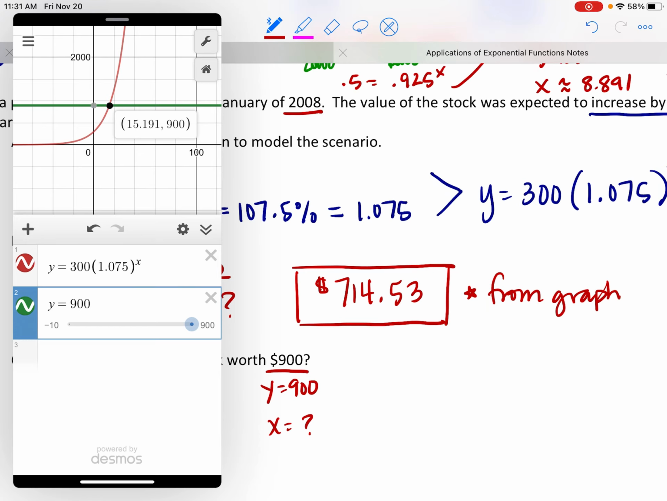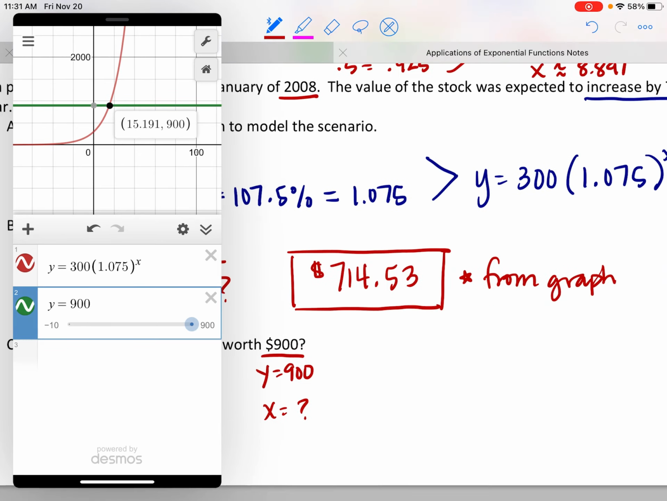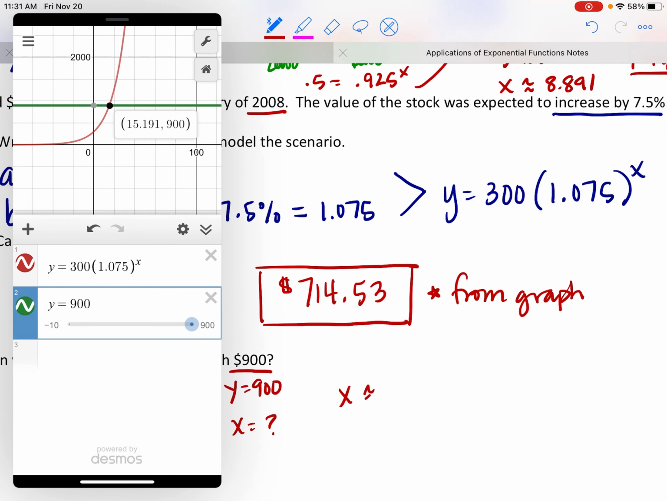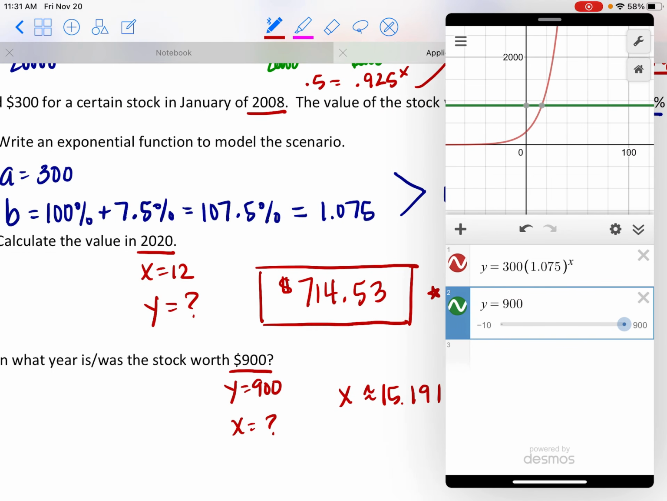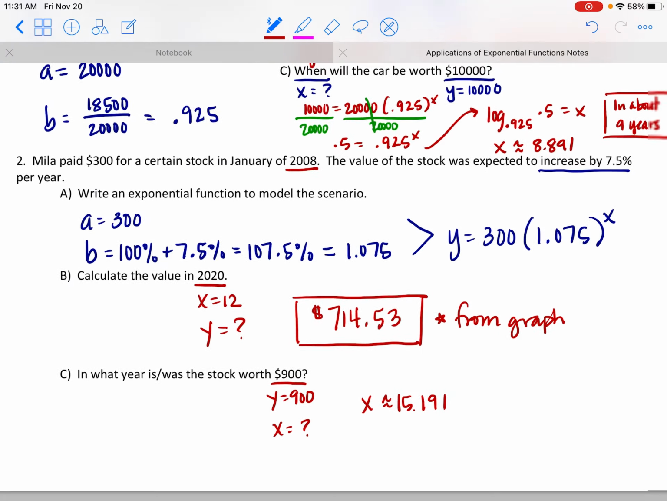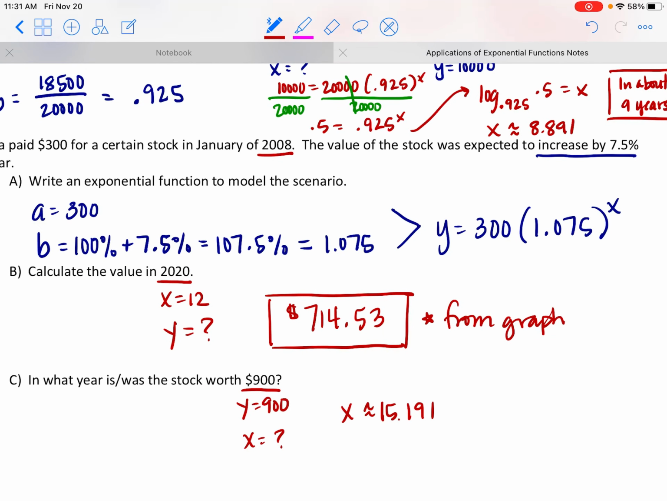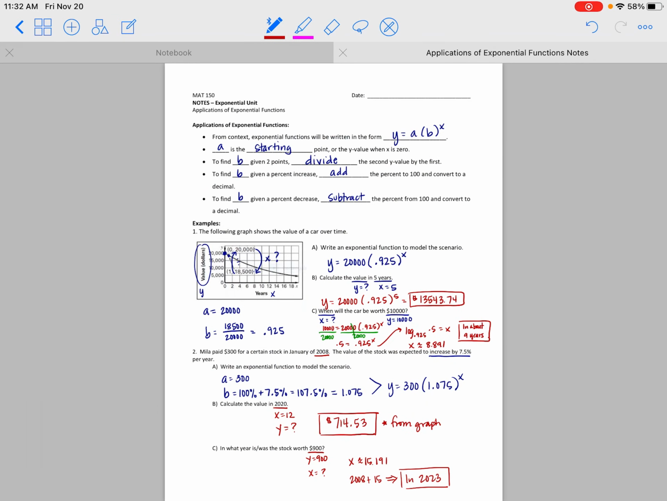And that intersection says that when y is 900, x is going to be about 15.191. So in what year? 15.191 years. Well, if we started in 2008, 2008 plus 15 would be 2023. So in 2023, that's going to happen. All right, not so bad. Hopefully, not so bad. Okay, so those are some basic applications of exponential functions.